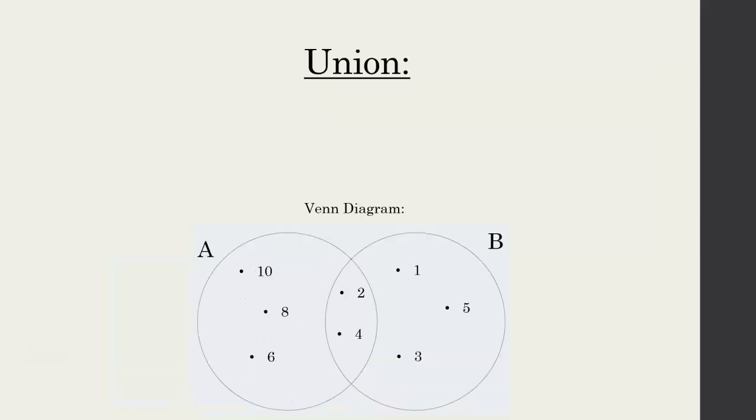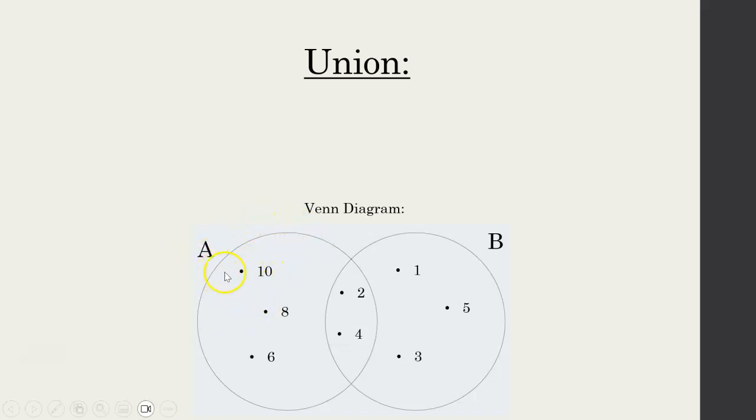Okay, next thing would be union. You might have heard the word union before in other ways, not in mathematical ways. If two people get married, it's the union of two people coming together. You might have a workers' union, a bunch of workers all coming together to form their own group. And it's similar in maths.